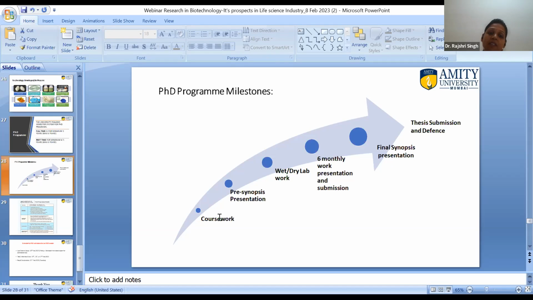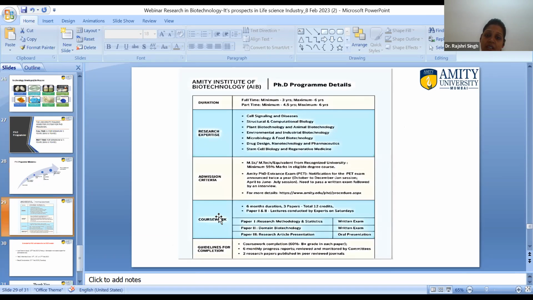After successfully completing the coursework, one can go for the pre-synopsis, giving a brief of the research they will do in the coming 3 or 4 years. Then they can start their wet or dry lab work to fulfill the objectives laid down in their pre-synopsis. While doing their lab work, they come and submit their progress every 6 months to get the committee's suggestions and instructions to refine their work and fulfill the objectives they have laid down to complete their thesis. Once they have fulfilled all their objectives, they can submit their final synopsis and defend their thesis. So this is the brief of the information I have just shared.